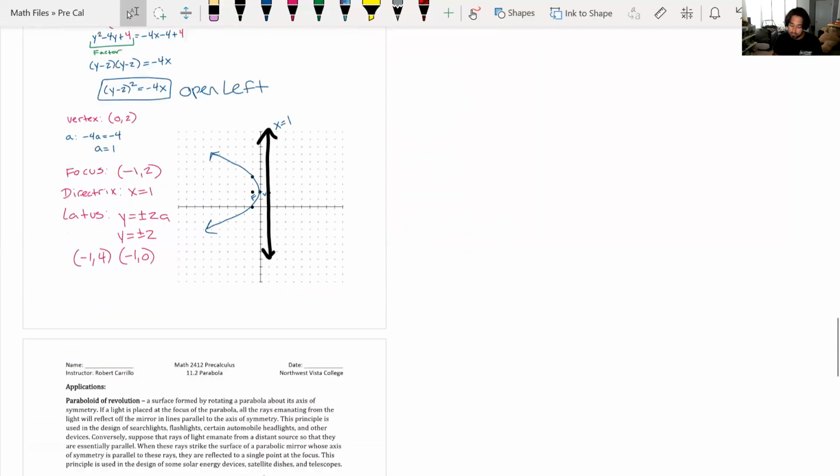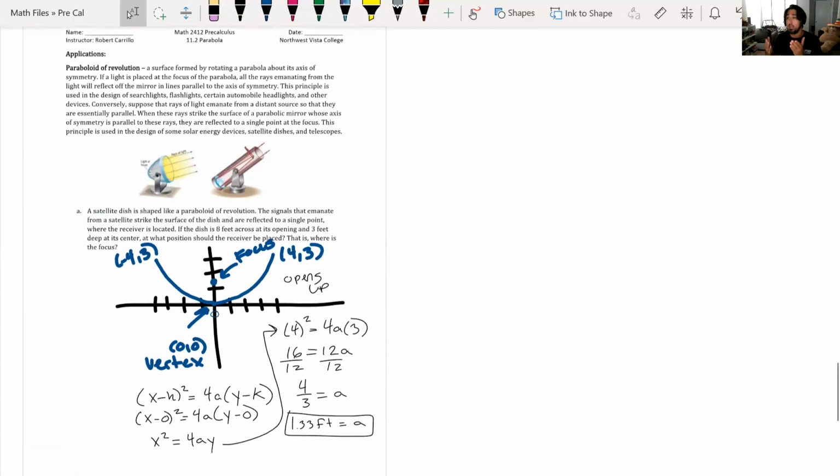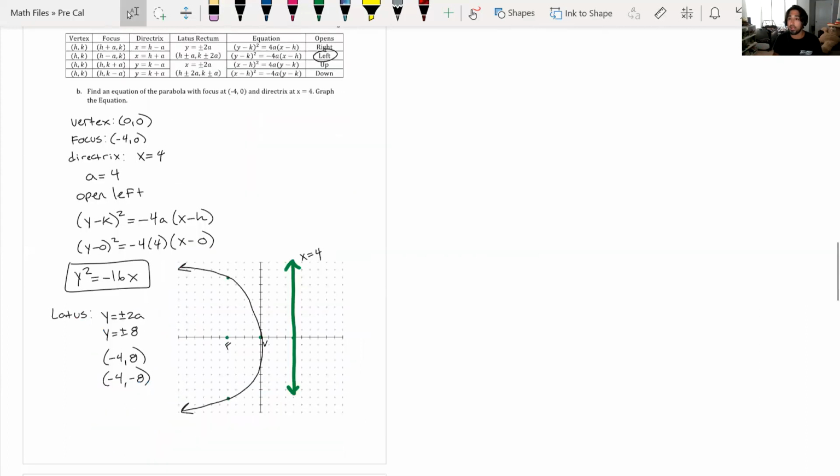If it's like the very last one, if they give you the vertex and a point, we can find what equation to use, how it opens, which means it can lead to helping us find A, which can lead to helping find the focus, directrix, and latus rectum. But that is it.